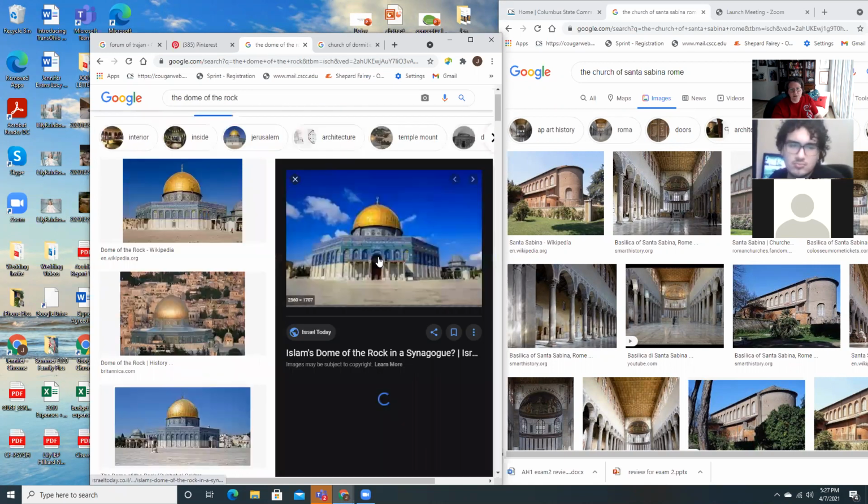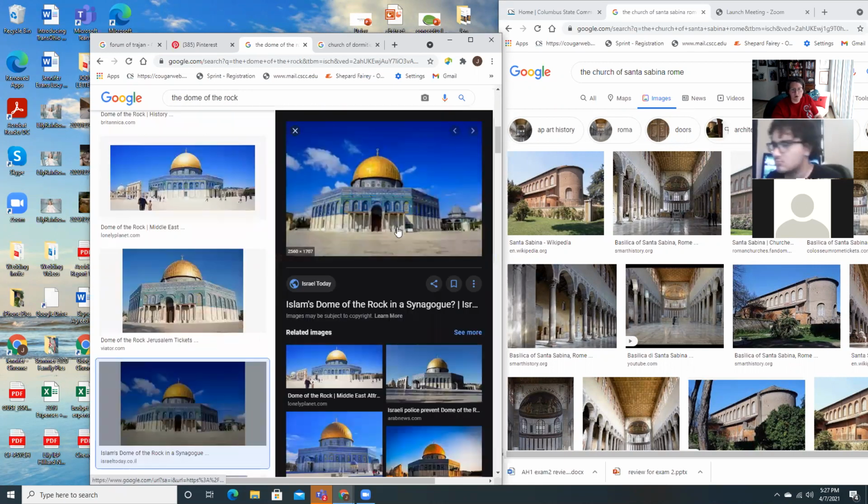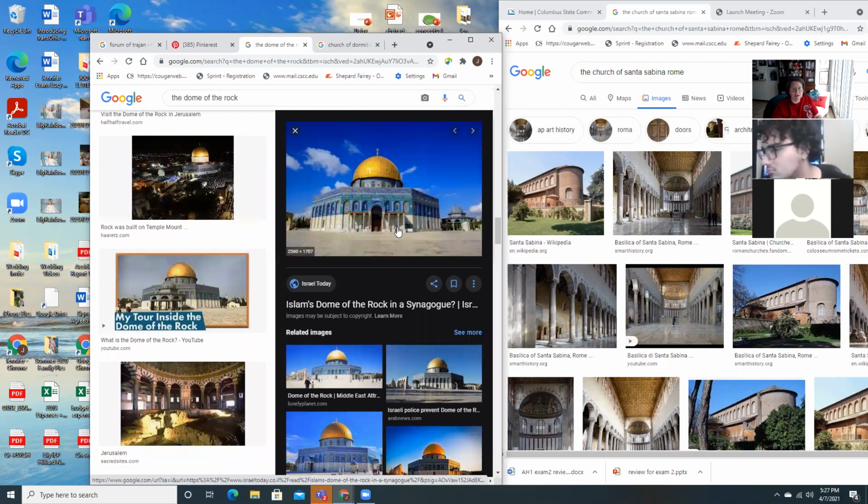So this is the Dome of the Rock. Remember, in Islamic art, we get a few rules that we have to follow. Number one is that it's strictly forbidden to have images of people in the church or in the mosque. Anything that's religious cannot have a figure or a person related to it.